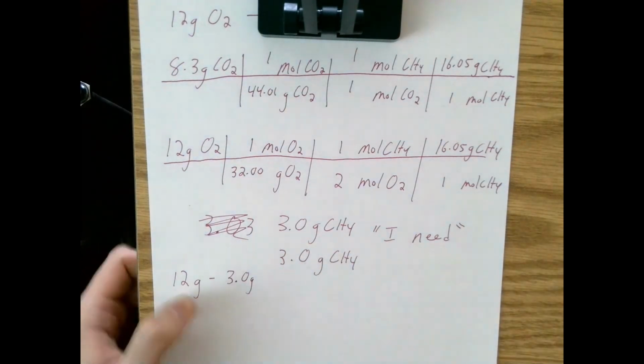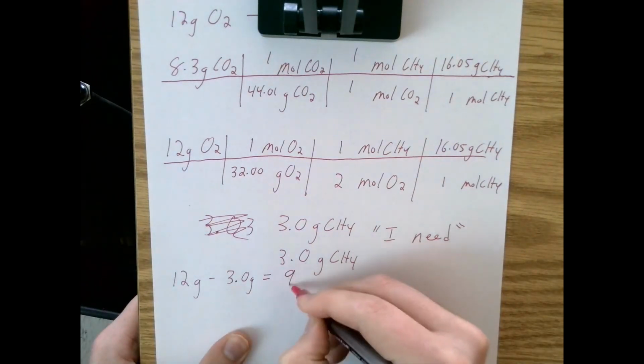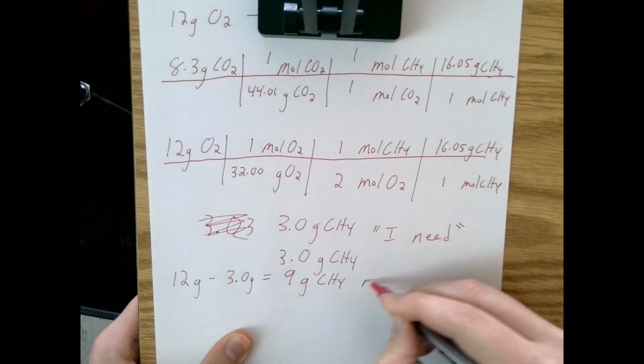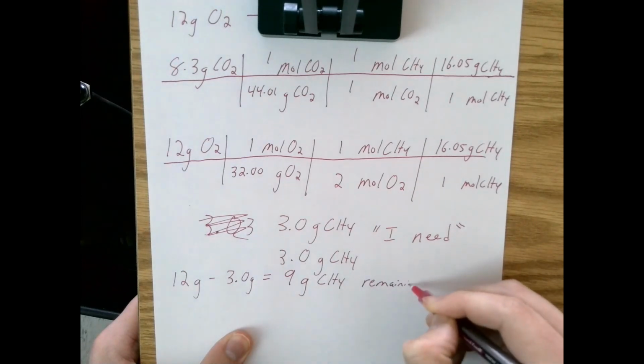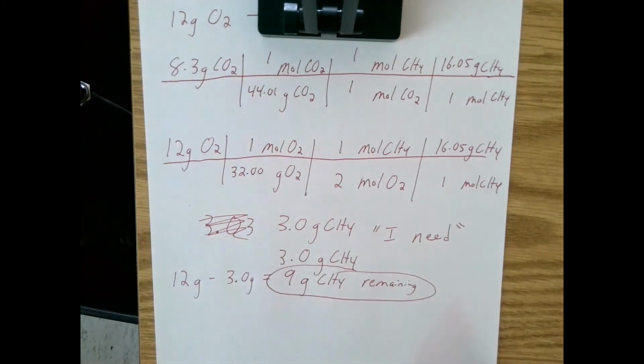I gave you 12. You need 3.0. How much is left over? That is just 9 grams of CH4 remaining. So after it's all said and done, we use up all the oxygen and we have 9 grams of CH4 left over. Now the last question is, what is the percent yield?